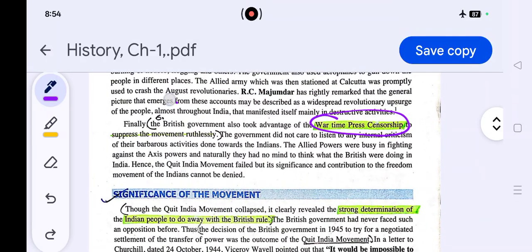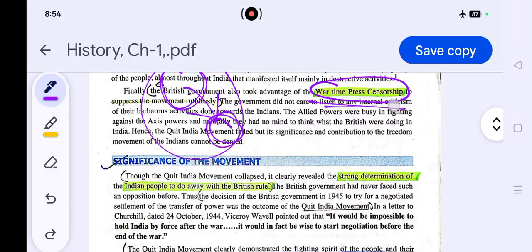Because India is a big nation, right? Out of the Quit India movement, what is happening in this place? If this place would not know via the news, how will they act accordingly? And the wartime press censorship was exactly not allowing this to happen.